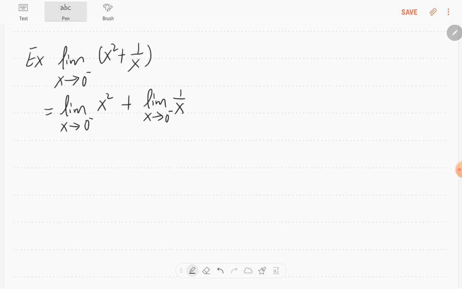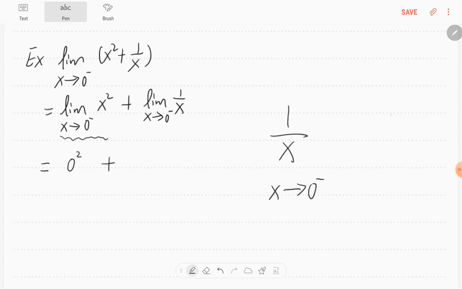For the first limit, which is a finite number, we can just plug in the number 0. So it would be 0 squared, which is 0. Plus the second one, which is 1 over x, but x is very close to 0 minus. That means x is very close to 0, but from the left side, so x is a negative number.